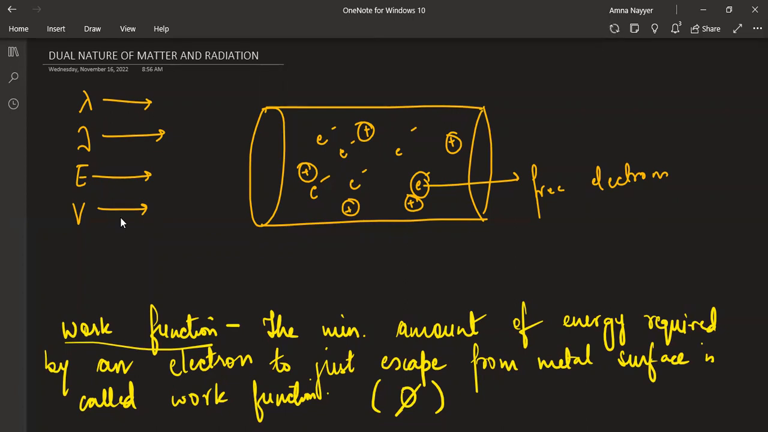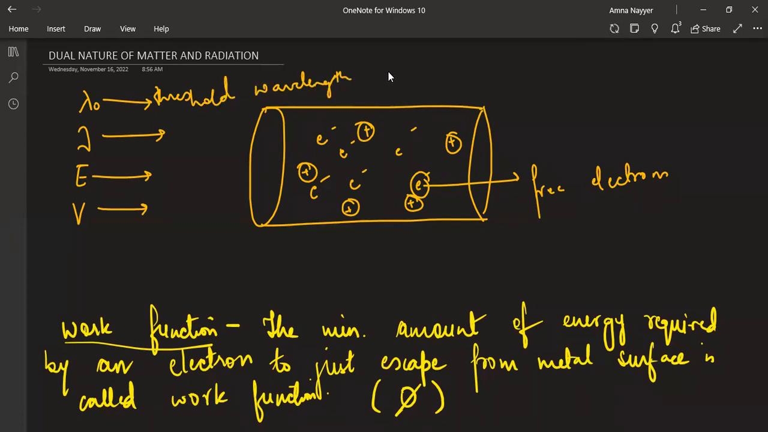The way we say that a student who has scored 32% marks only has not passed. Why? Because the criteria for passing, the minimum marks required, is 33%. So same way here, the minimum wavelength that is required to eject an electron from the metal surface is known as threshold wavelength.